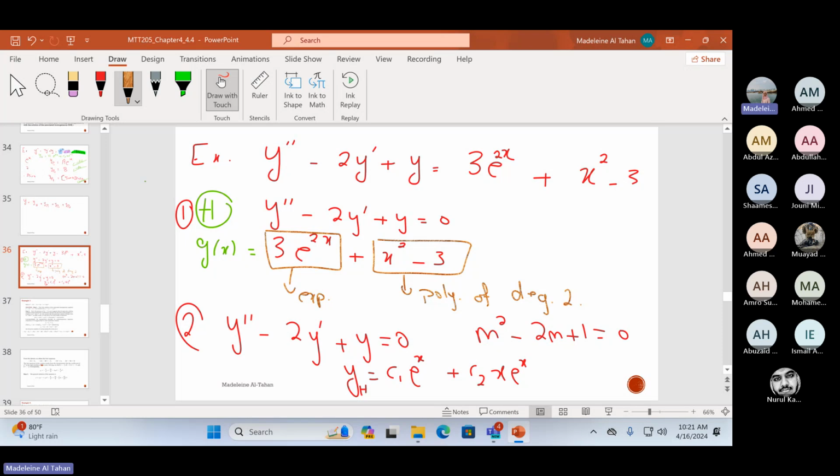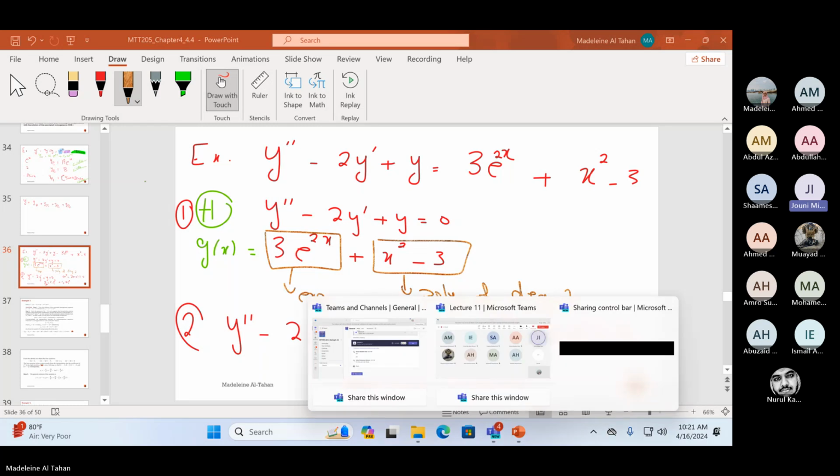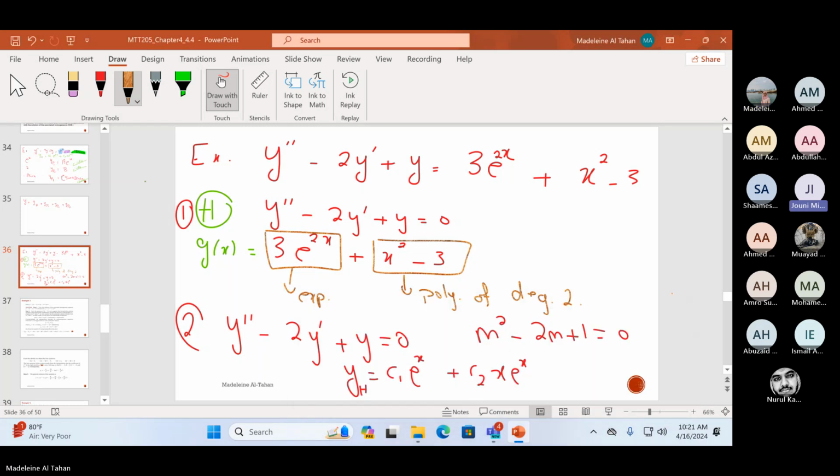How many particular solutions should we have, miss? One for the exponential and the other one for the polynomial, right, miss? Guys, you're hearing me? Yes. The negative 3, I mean, x squared minus 3 goes with x squared. You can take it because it's a polynomial of degree 2. Okay. But if I don't have x squared, yes, you're right, I should take minus 3 out.